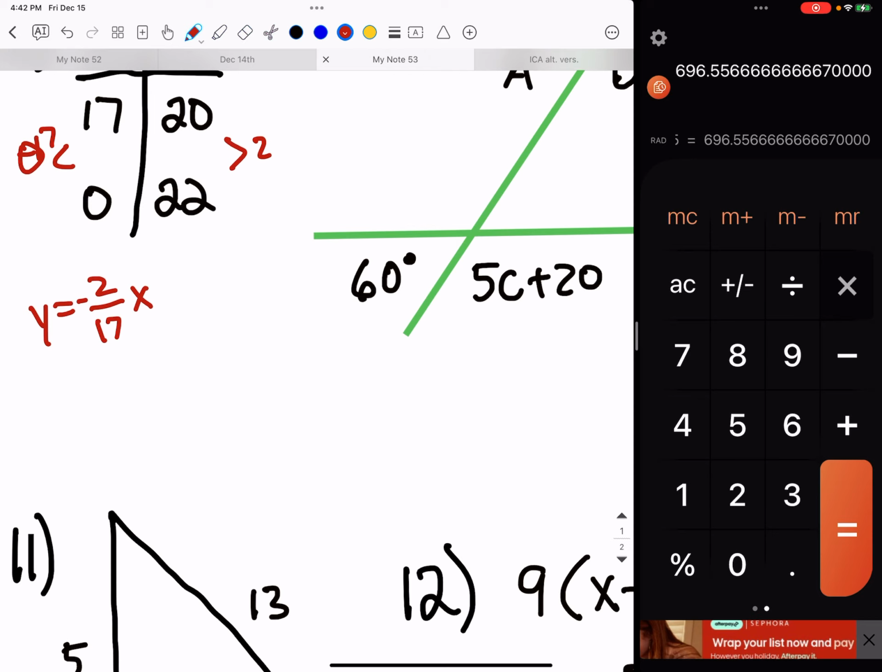I gave you the y-intercept, the blue number. It's right here, 22, so plus 22.